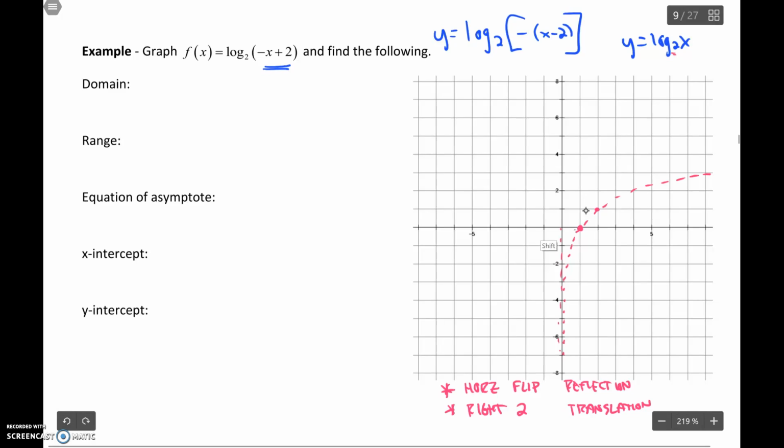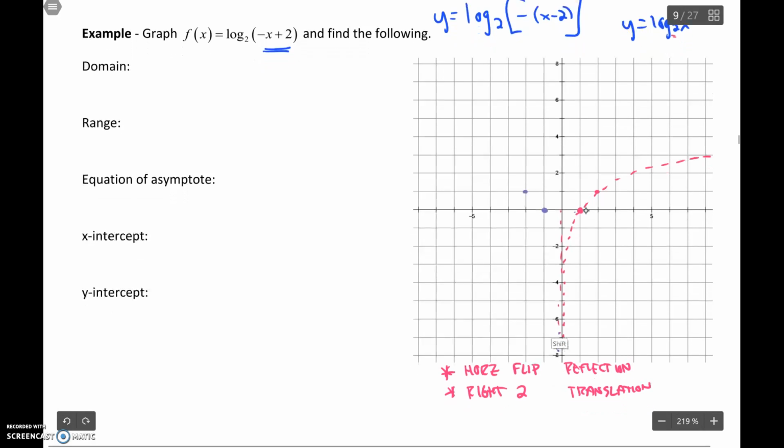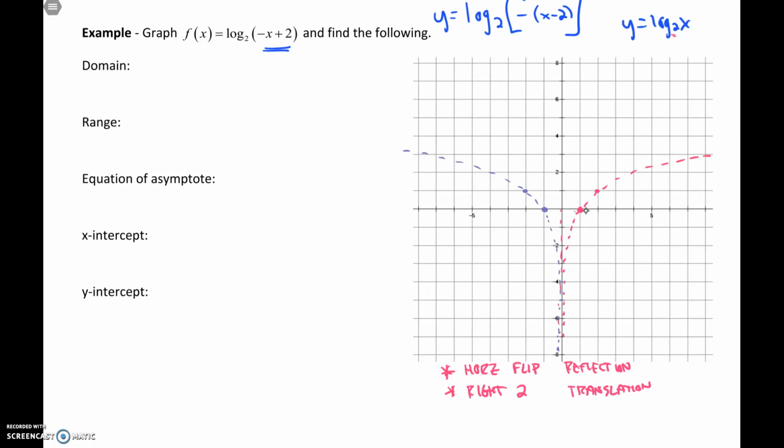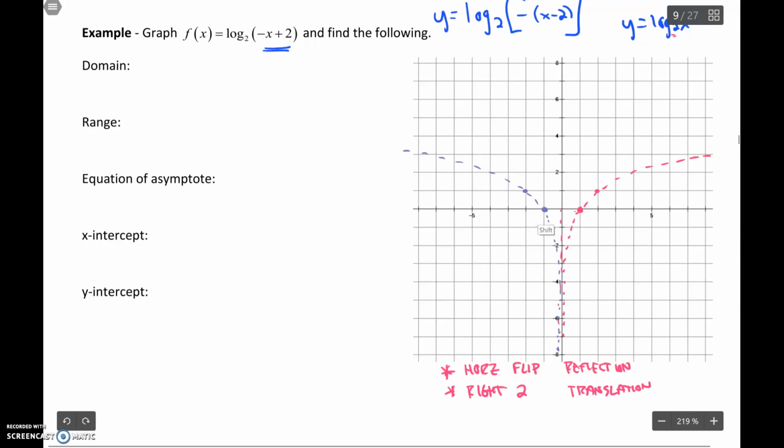So let's first flip it. Reflect it across the y-axis. That gives us this. Something like that, kinda. And then move everything over to the right 2. This point goes over right 2. This point goes over right 2. And most importantly, the asymptote, which was vertical, which was the y-axis, that moves over right 2 also. It's very important that you graph the asymptote on these. Something like that.